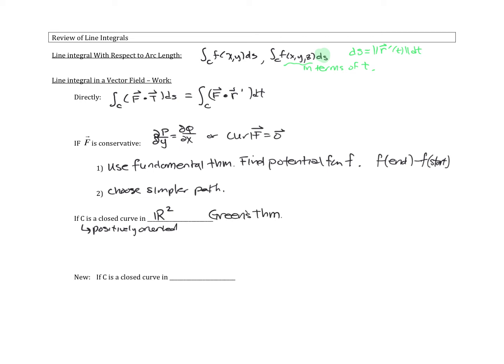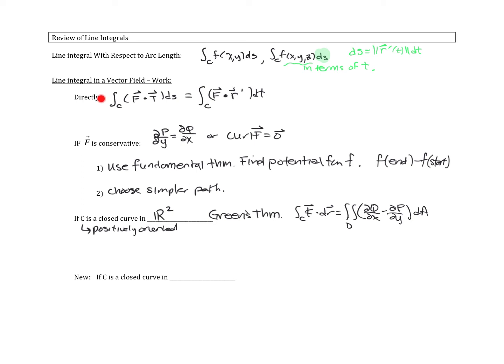That was section 16.4, which said that we can compute the work by doing the double integral of the partial of Q with respect to x minus the partial of P with respect to y, as a double integral over the region enclosed by the curve, right?